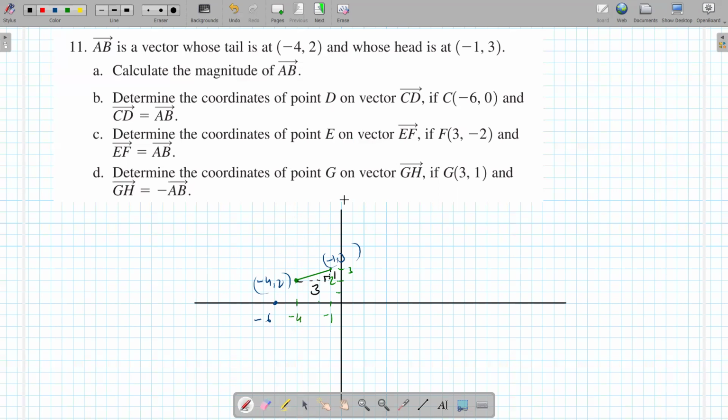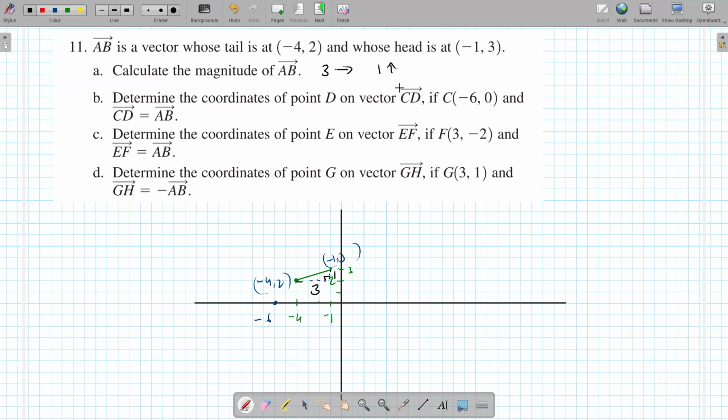And this is how it works. We know CD is equivalent to AB. So now you have to think of it this way. What brings A to B? How do you go from A to B? To go from A to B, you go across by 3 and then up by 1.